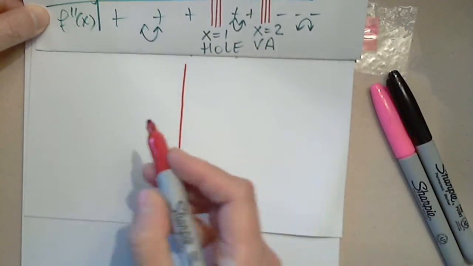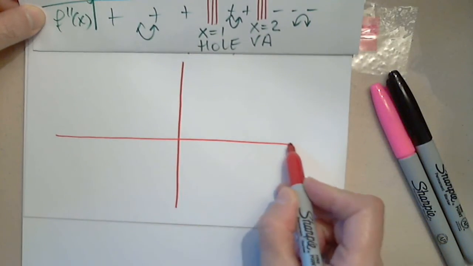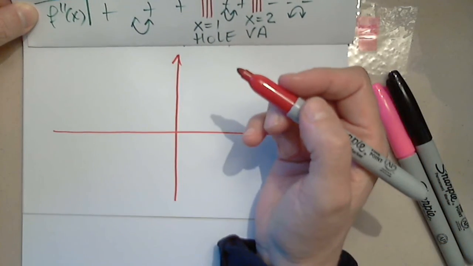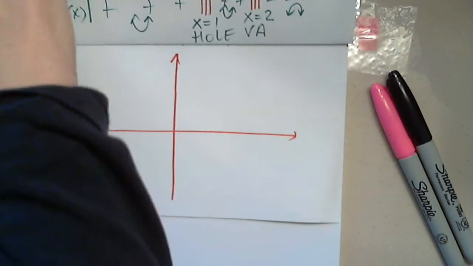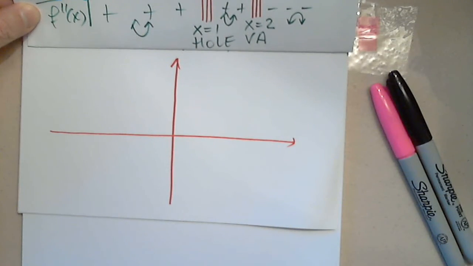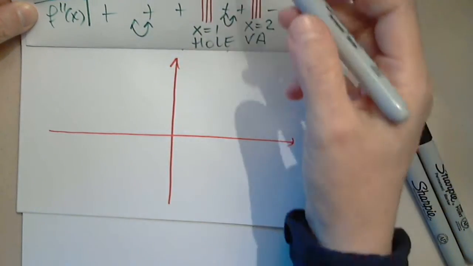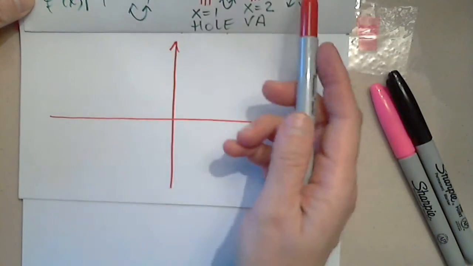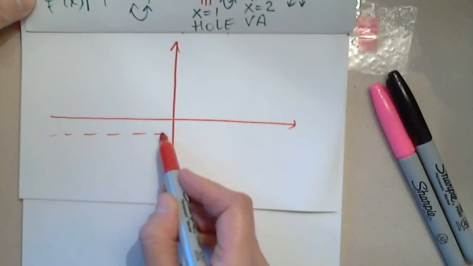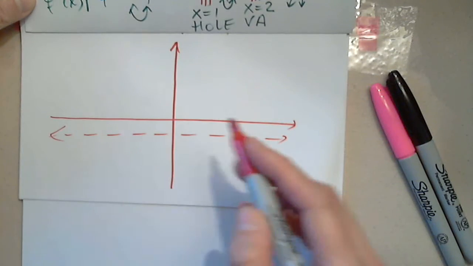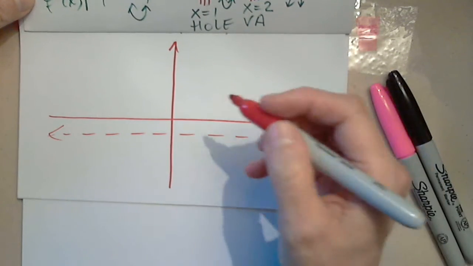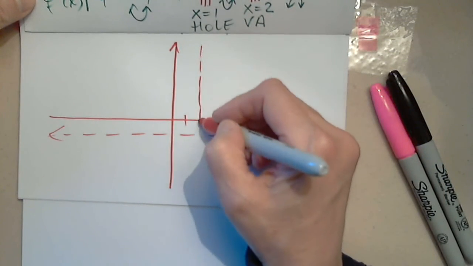So first, I have to graph the asymptotes. If we graph a function with asymptotes, we have to graph the asymptotes first. So there are two asymptotes: a horizontal one at -1 and a vertical one at 2.